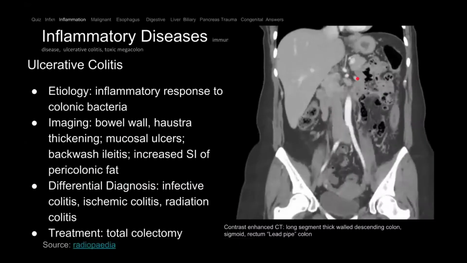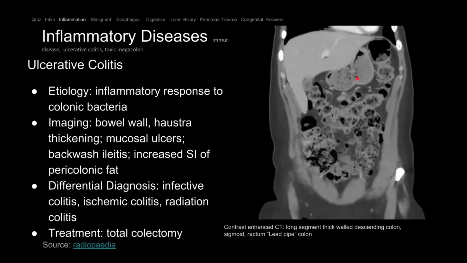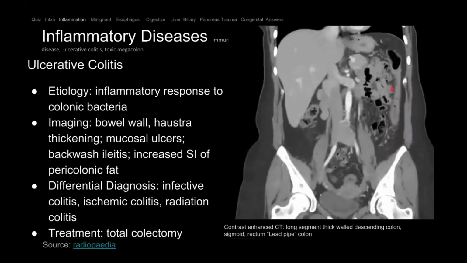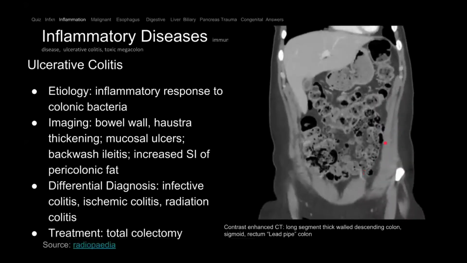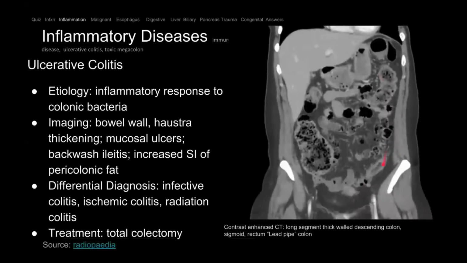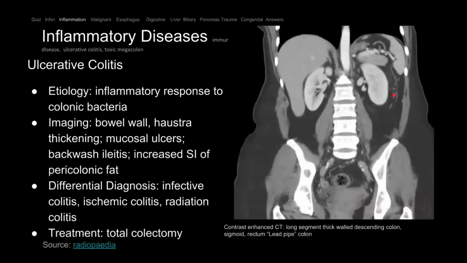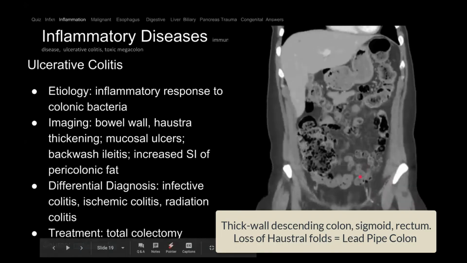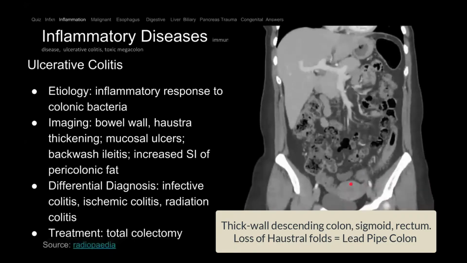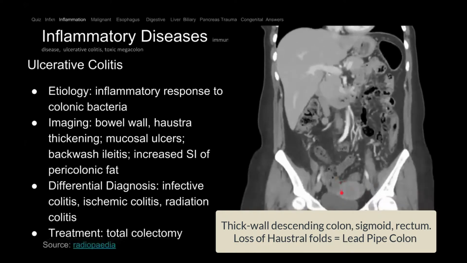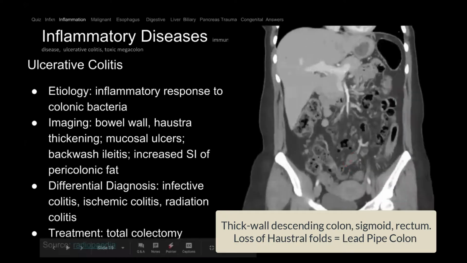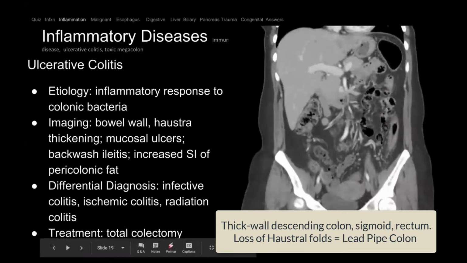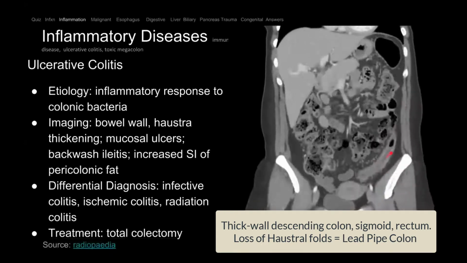Ulcerative colitis is the other form of inflammatory bowel disease, and the mesentery, it's like engorged. And it's a continuous segment, right? So here, that's the descending. There's the rectum, and you see the sigmoid, and then it extends into the rectum. So it's a continuous long segment thickening with sort of a little bit of hyperemia.